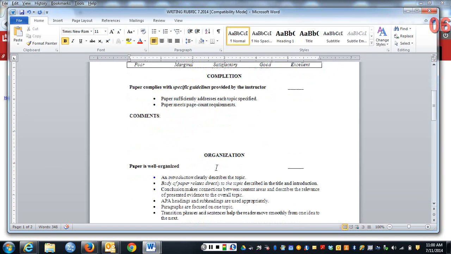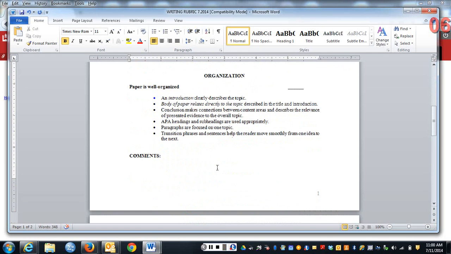The next core element is organization, and again, you're going to give a score from 1 to 5 based on the scale above for organization. The paper is well organized. Does it have an introduction? Does the body of the paper relate directly to the topic described in the title and introduction? Is there a conclusion that makes connections between content areas and talks about the relevance of the evidence?